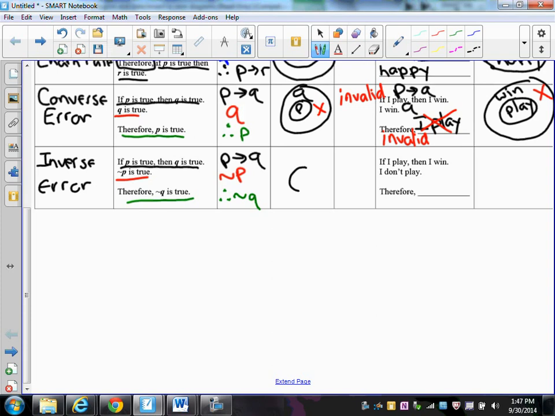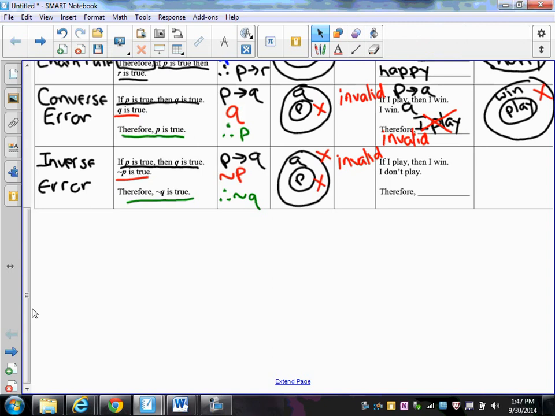So again, we have the same starting point, P on the inside, Q on the outside, and we're told not P is true. Well, not P could be this first X, it could be this second X, it could be either Q or not Q. We don't know. So this is an invalid conclusion. Sometimes it works, sometimes it doesn't, just like the converse error.